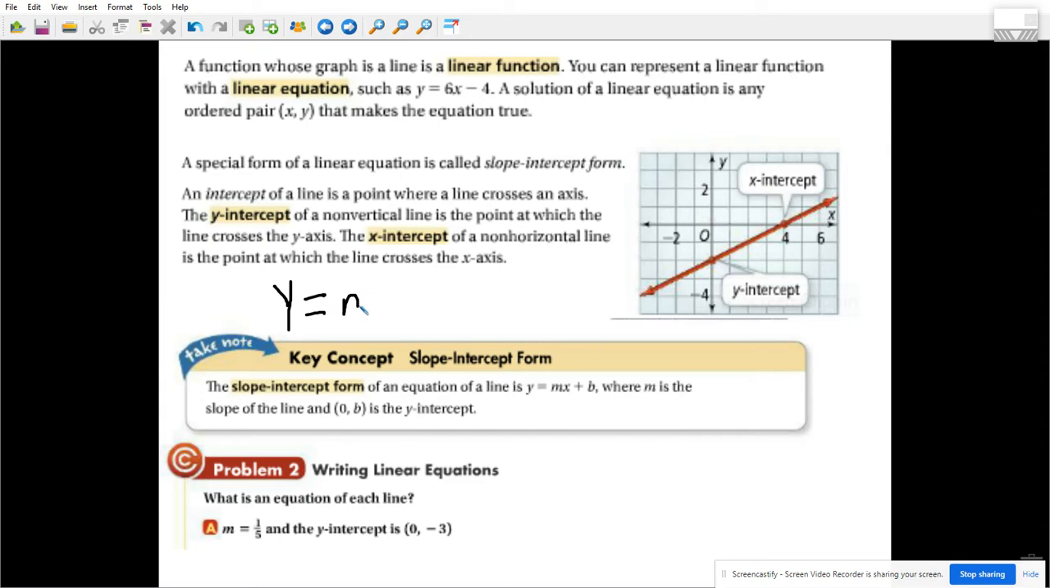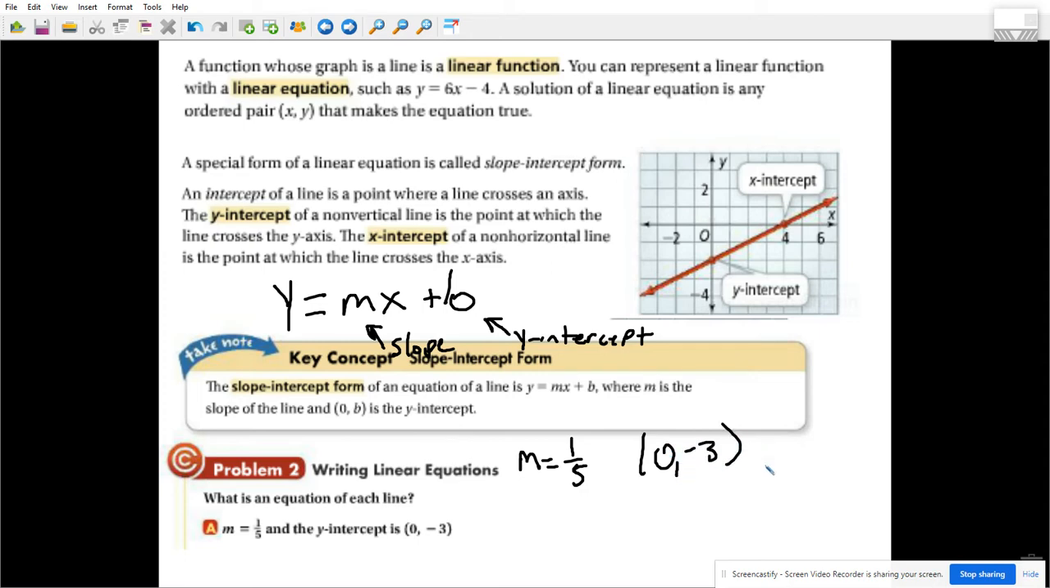y equals mx plus b, where m is my slope and b is my y-intercept, where the graph crosses the y-axis. Knowing this formula, we're going to work with it throughout the rest of the chapter and into chapter 3. We've got to be familiar with y equals mx plus b. So this simple example, number 2, says: what is an equation of a line, given m equals 1 over 5 and the ordered pair 0, negative 3?